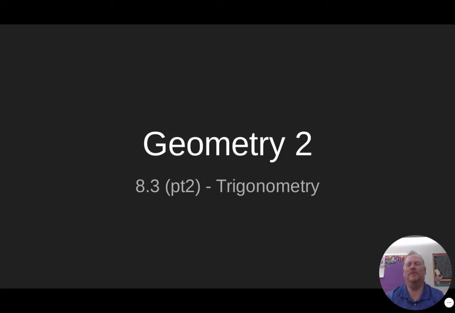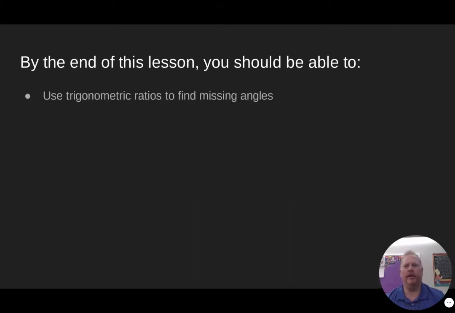Hey everybody, welcome to Geometry, Section 8.3, Part 2, still more trigonometry. By the end of this lesson, you should be able to use trigonometric ratios to find missing angles. Last section, Part 1, was all about finding missing lengths. This time we're going to talk about finding missing angles.